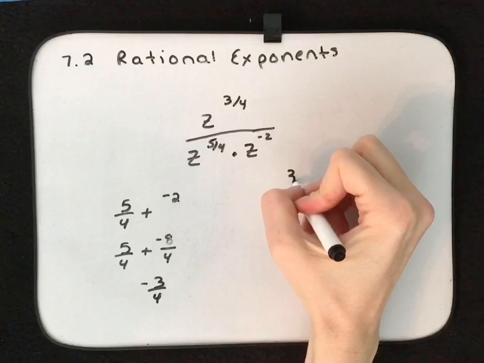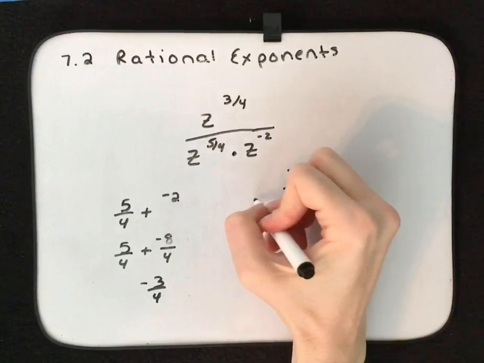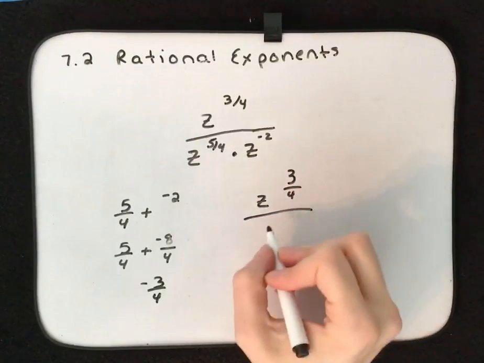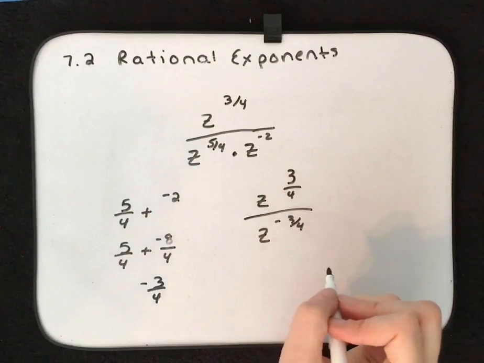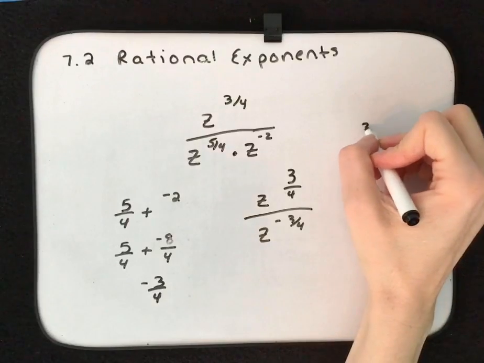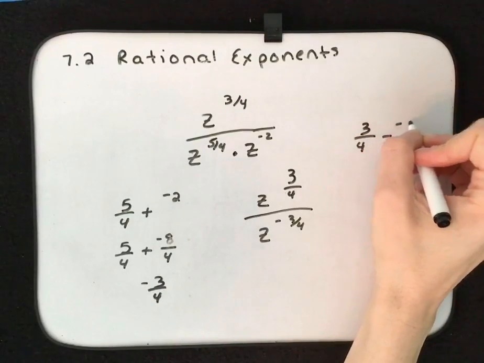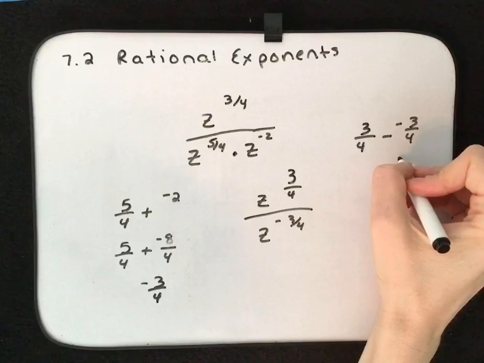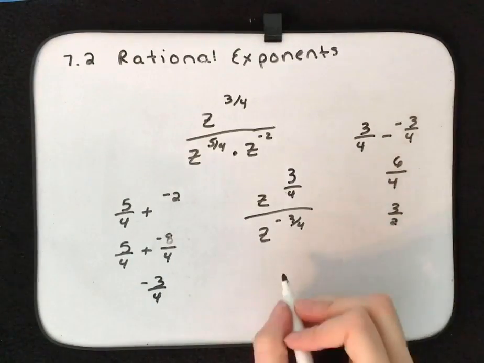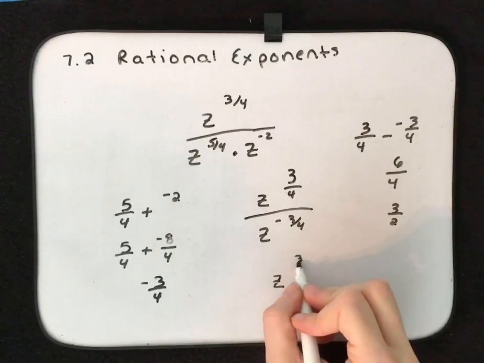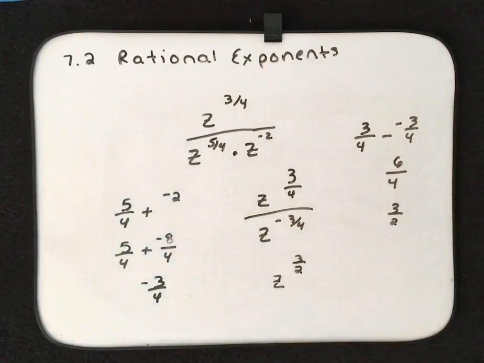So our numerator would be z to the 3/4. Our denominator would be z to the negative 3/4. So if we simplify that down, we would have 3/4 minus negative 3/4, which will give us 6/4, which will give us 3/2. So this whole thing simplifies to z to the 3/2. Let's try again.